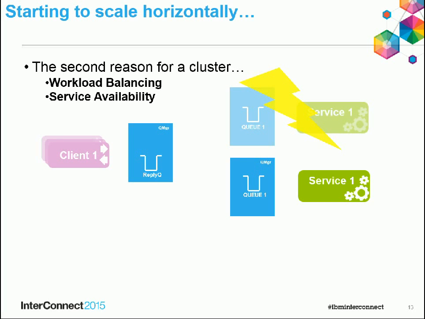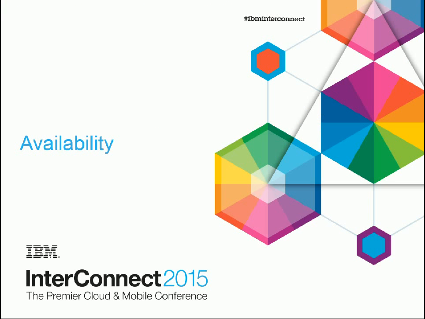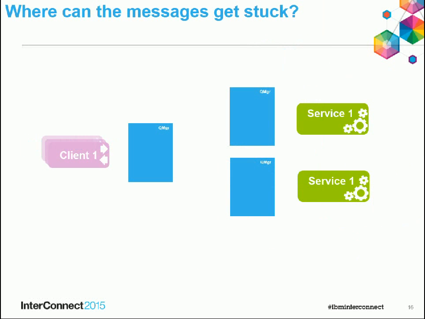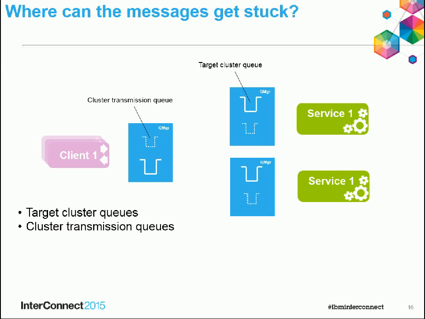So we focus in first on availability, that last one. So we're back to the same picture as we had before, but you need to understand where messages can get stuck. If you have an availability problem, what situations do we need to consider? Where are messages going to get stuck in my system, and how do I handle those? So if we see what we did before, we've got our target queues, we've got the request queue over on the right, we've got a reply queue over on the left. And then you can see the dotted queues are cluster transmission queues.